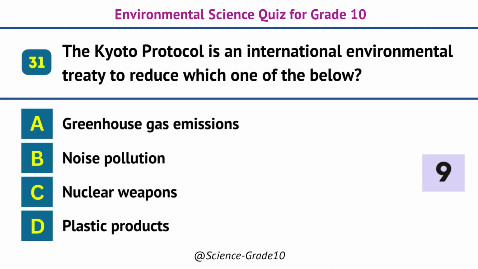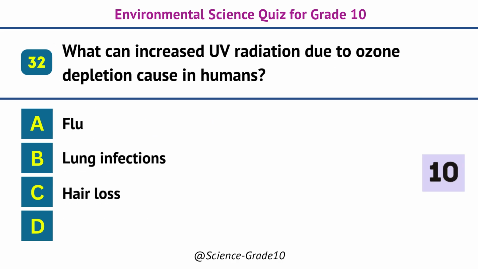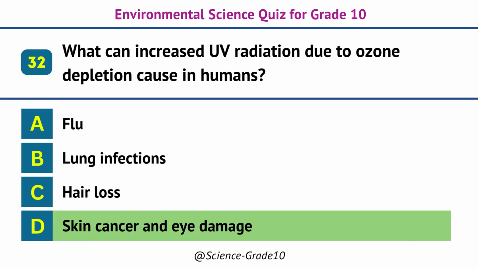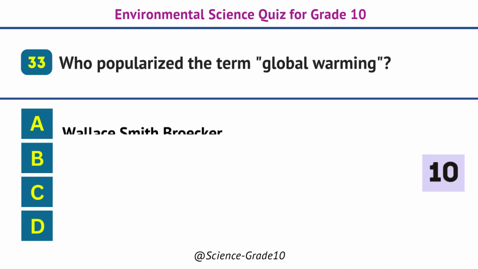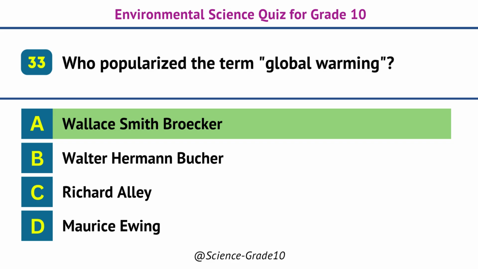The Kyoto Protocol is an international environmental treaty to reduce which one of the below? Greenhouse gas emissions. What can increased UV radiation due to ozone depletion cause in humans? Skin cancer and eye damage. Who popularized the term global warming? Wallace Smith Broecker.